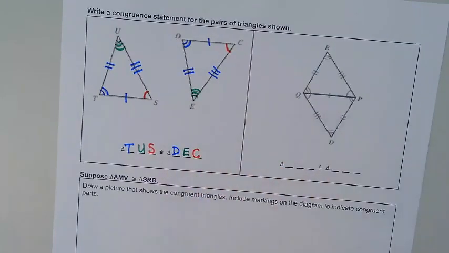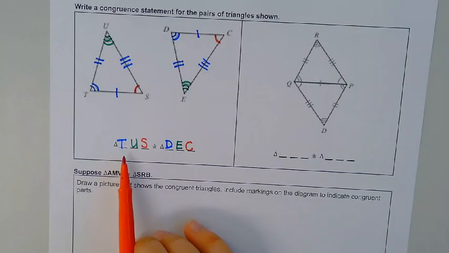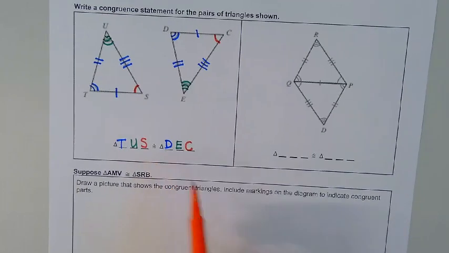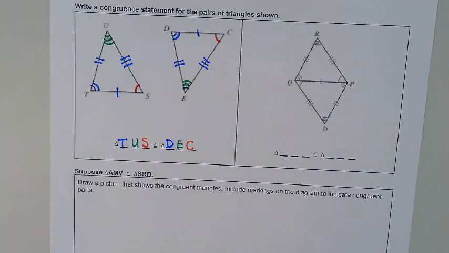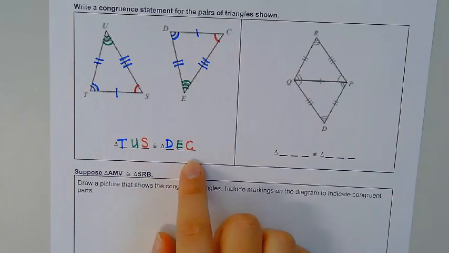So C is going to be our last point here, and we can see that triangle TUS is congruent to triangle DEC. Again, it's really important that we check that all of these parts are corresponding to each other before we write this triangle's name, the second one.